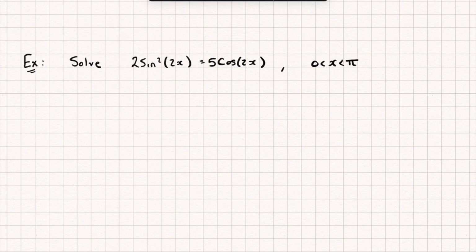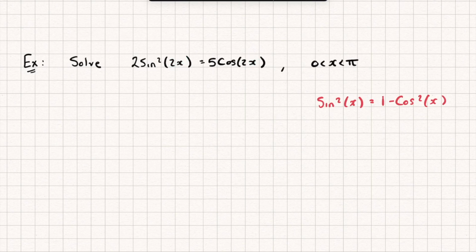Well, I noticed that there's this sine squared here, and so I could use my trig identity. Sine squared plus cos squared is 1, and minus cos squared from both sides, and I get sine squared of x is equal to 1 minus cos squared of x. And again, it doesn't matter that there's this 2x inside of the argument of the function.